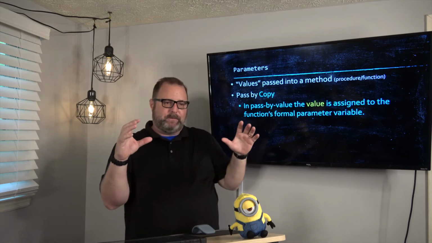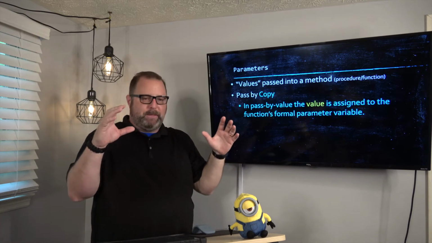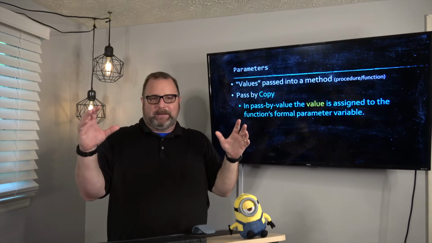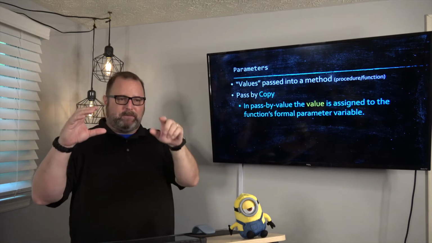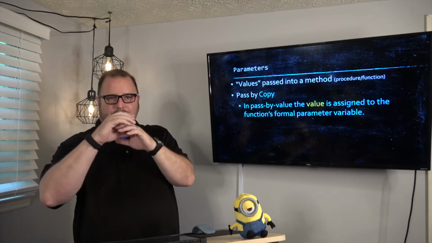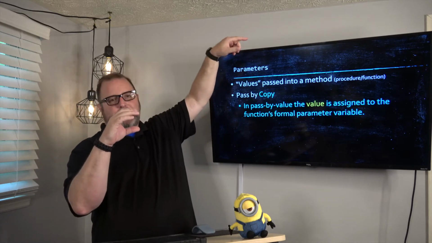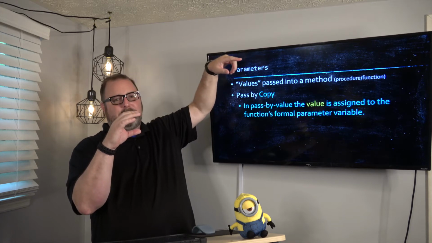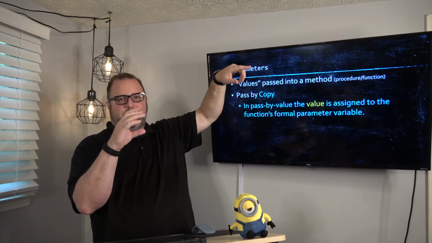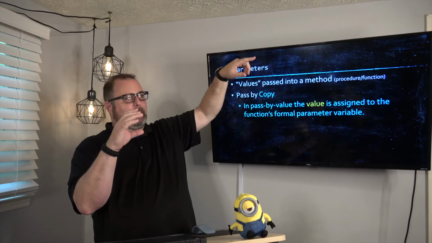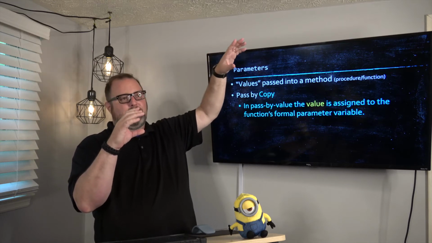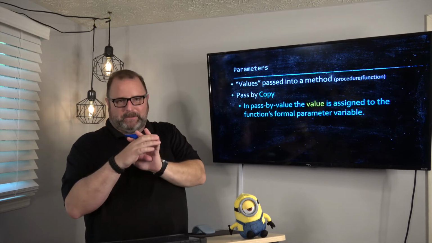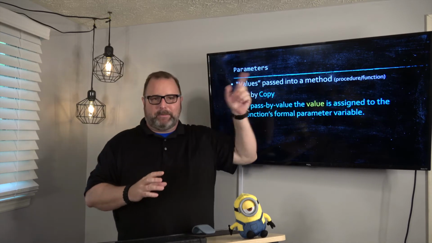So if I have a method, let's say it's a function called add, and in my header I have int x and int y. Okay, and I have a value out here called a equals 5, b equals 5, and I'm passing a and b into add. So I'm saying add a comma b. So I'm passing a 5 and 5. So those 5s, the value 5, is what's passed in, not the actual variable itself.